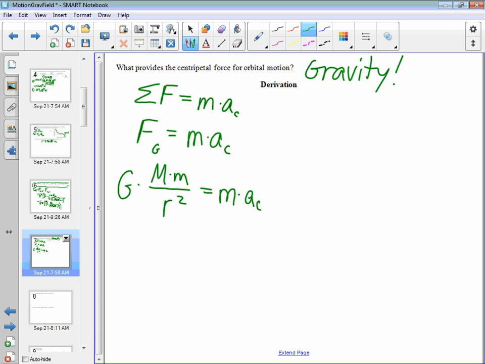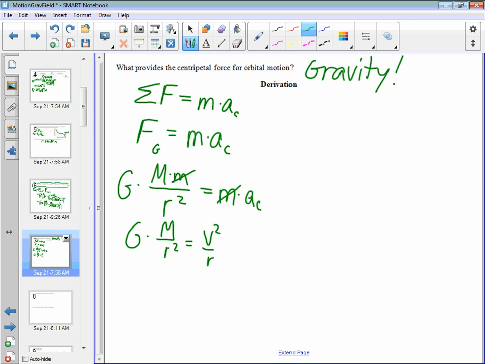The mass of the object that is doing the orbiting, the little m, will cancel out. There we go. So what we're left with here is big G times big M over r squared is equal to centripetal acceleration. We know that the centripetal acceleration is also the same as v squared over r, so I'm going to rewrite that here. Big G times big M over r squared is equal to v squared over r.